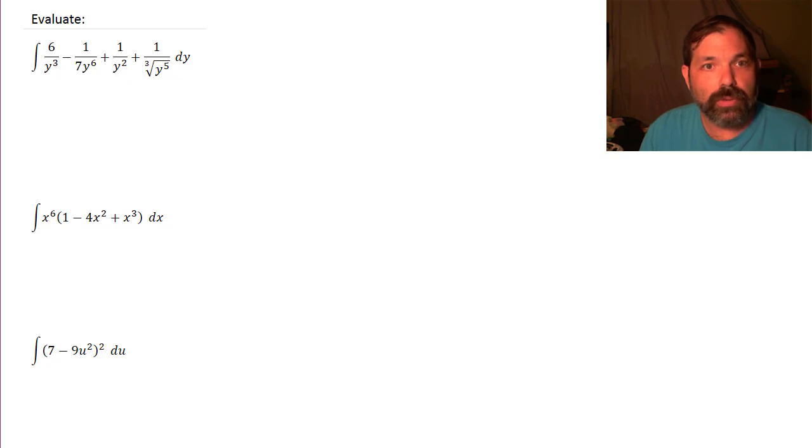All right, so what I would do with this is, I've got to get these each into a form. I've got 6 over y cubed minus 1 over 7y to the 6th plus 1 over y squared plus 1 over the cube root of y to the 5th. I've got to get these into the forms of powers. This can be written equivalently as the integral of 6y to the -3rd minus 1/7 y to the -6th plus y to the -2nd plus y to the -5/3 dy.